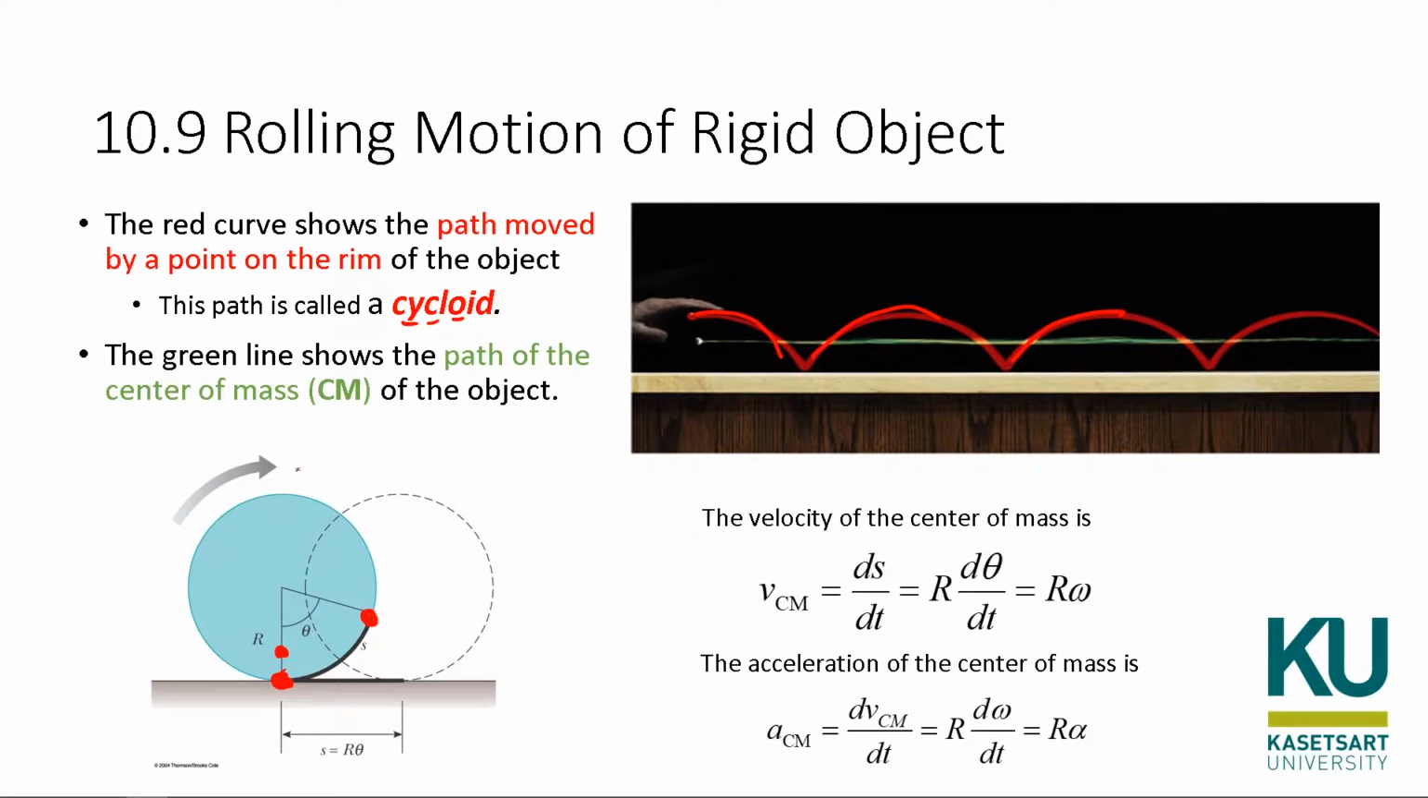But if you trace the center of mass, you can see that the center of mass is moving like a straight line, although the rim keeps rotating like a circular motion.